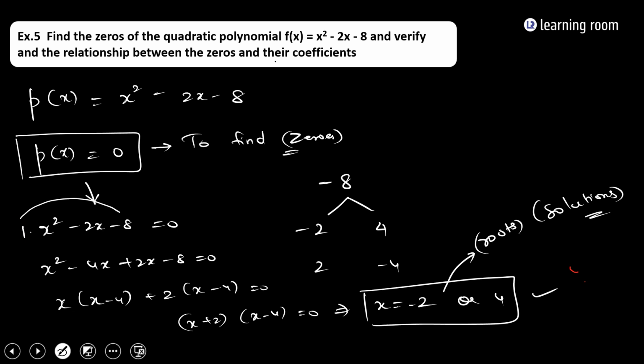All right, now they're asking the relation between their coefficients, right? So if the zeros are alpha and beta, then the sum of the zeros and the product of the zeros. So alpha plus beta should give you what? Minus b by a. It is minus of minus 2 by 1. So alpha into beta should give c by a. Am I right? Yes.